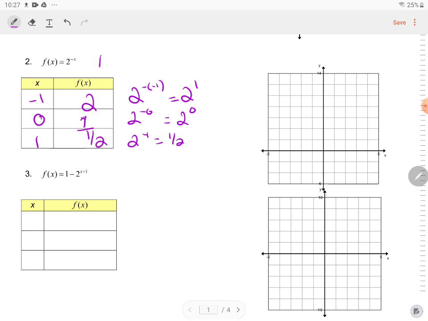Again, notice I didn't shift it up or down. So your HA is y equals 0. And we're going to graph -1, 2, 0, 1, 1, 1/2. If you will notice, this function is decreasing.